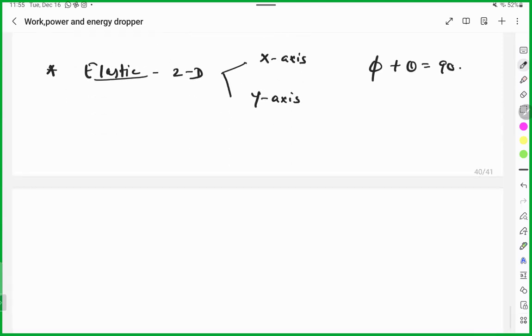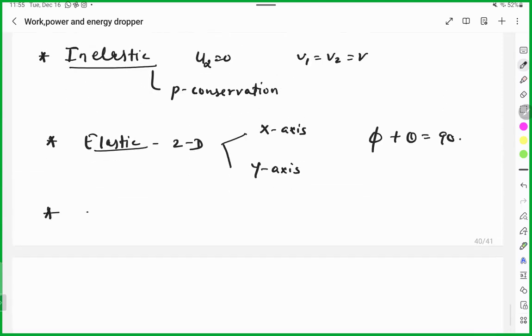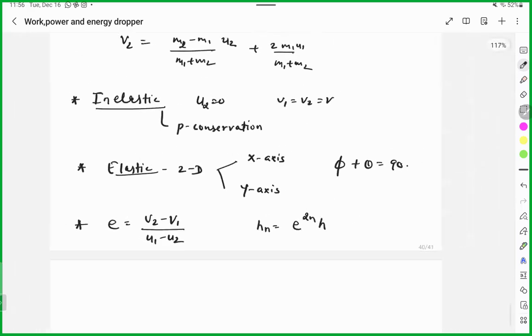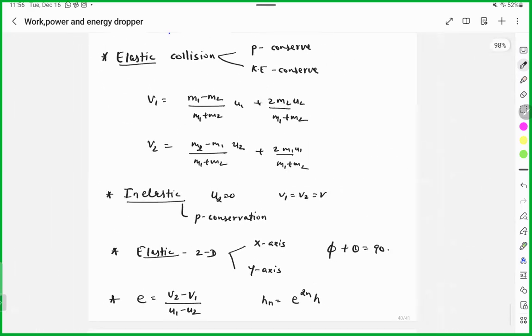And the last topic is coefficient of restitution: velocity of separation divided by velocity of approach is the coefficient of restitution. And lastly, if you want to see the height at a given point, it is equal to e raised to the power 2n into h. See, this is the quick revision of the full collision chapter.